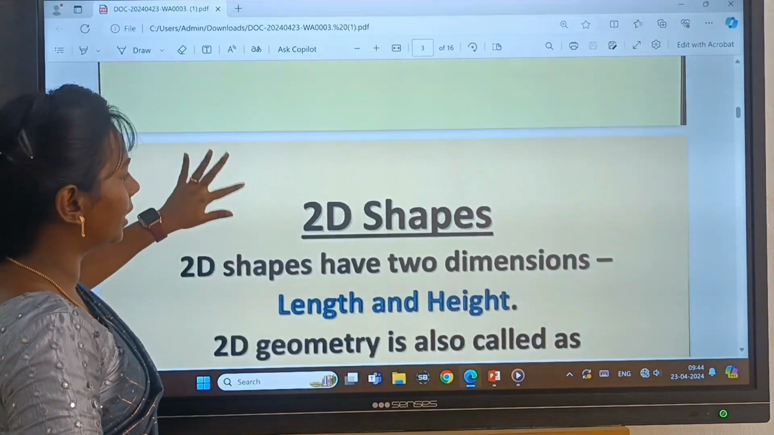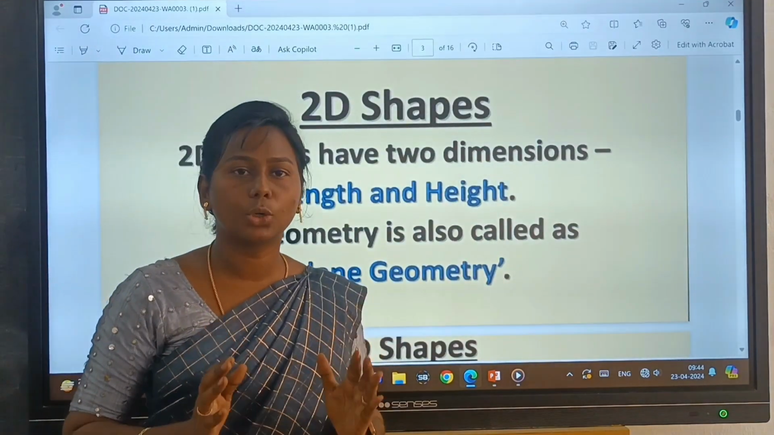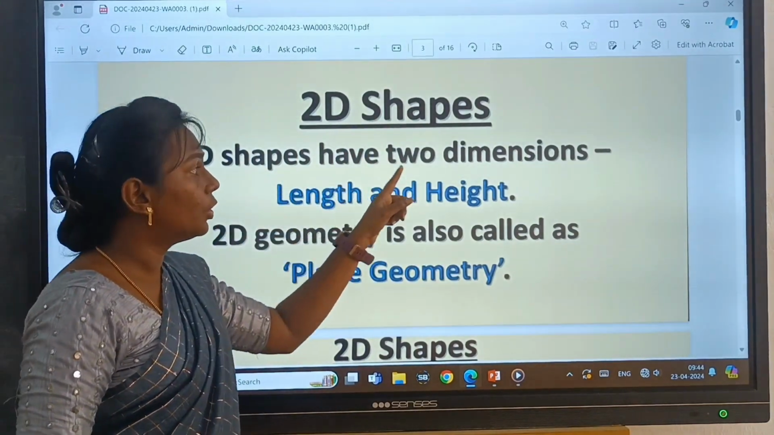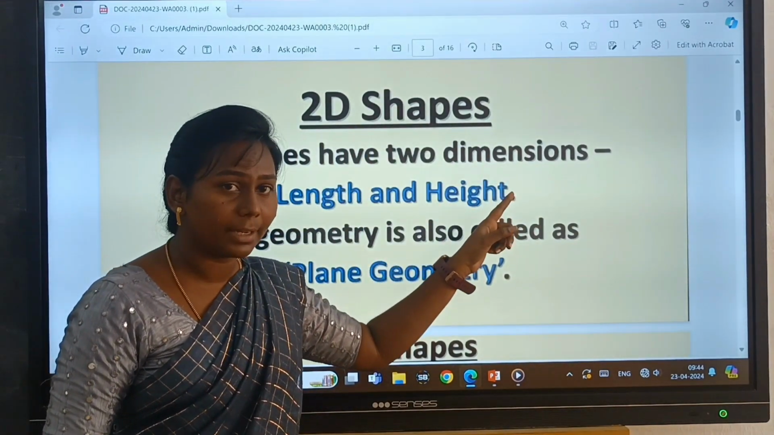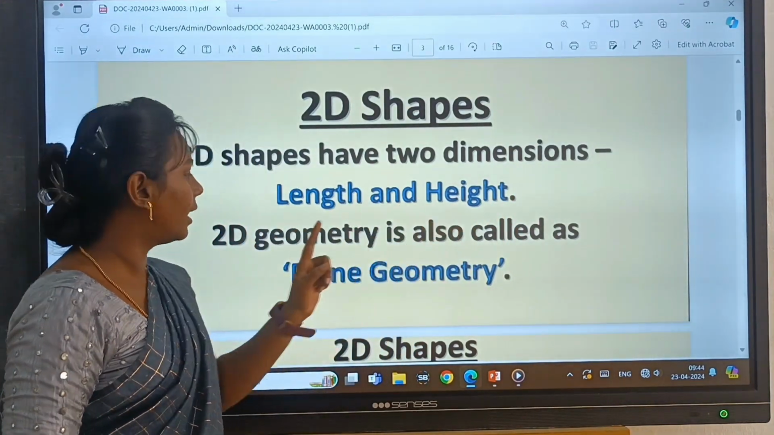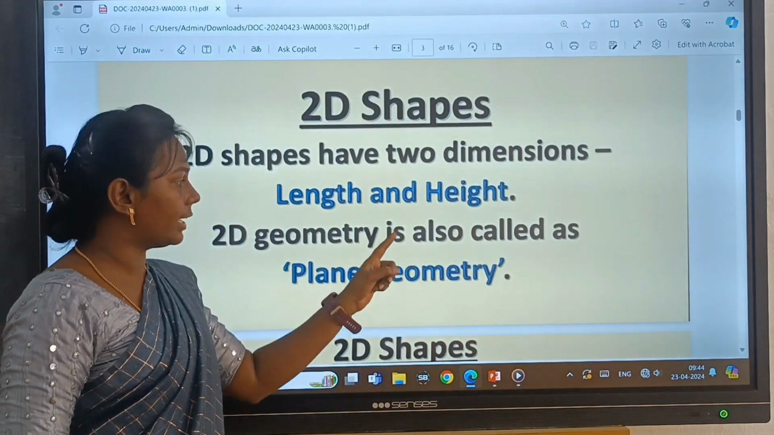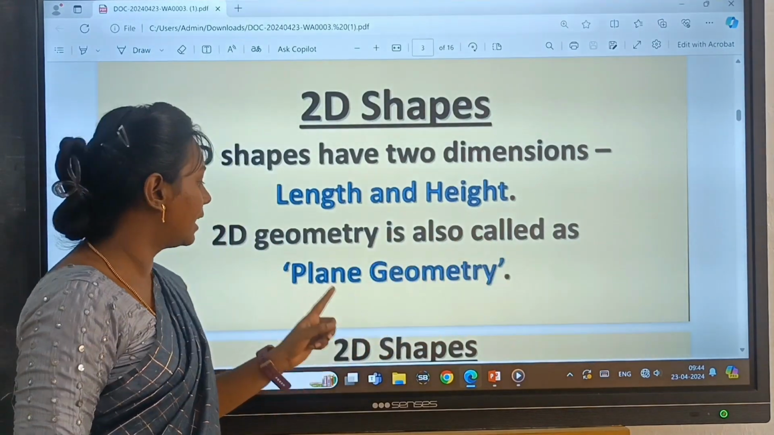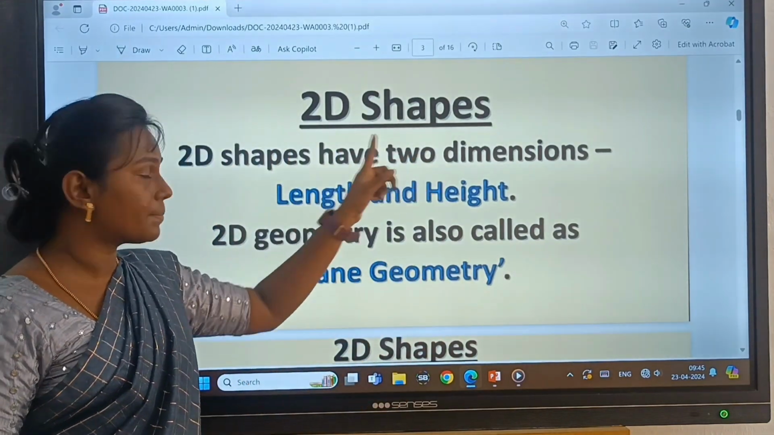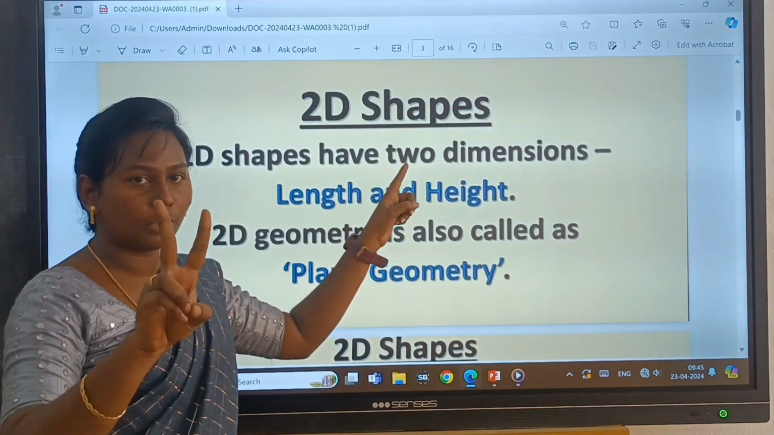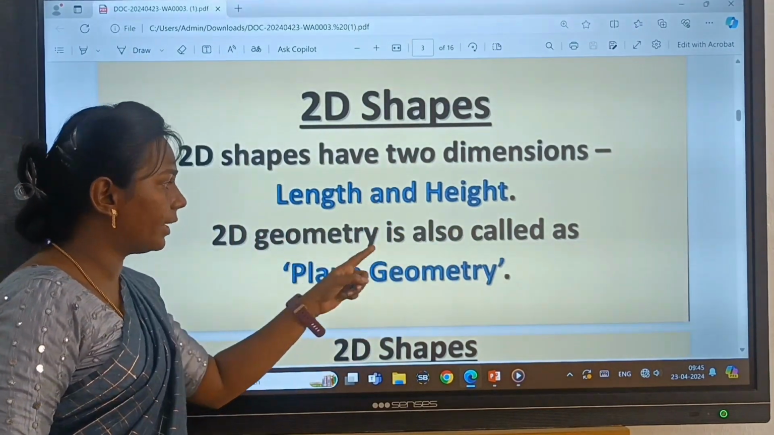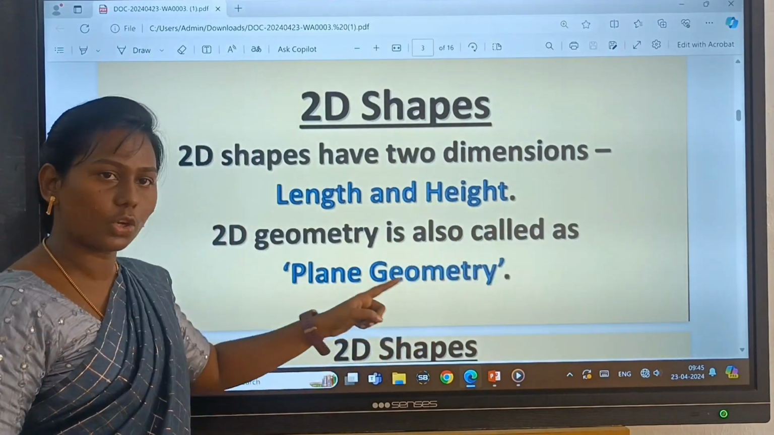First, we are going to learn what 2D shapes are. 2D shapes have 2 dimensions. How many dimensions? 2 dimensions: length and height. And 2D geometry is also called plane geometry. Listen here. 2D shapes have 2 dimensions, length and height. 2D geometry is also called plane geometry.